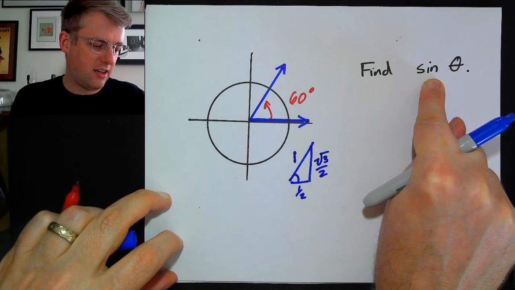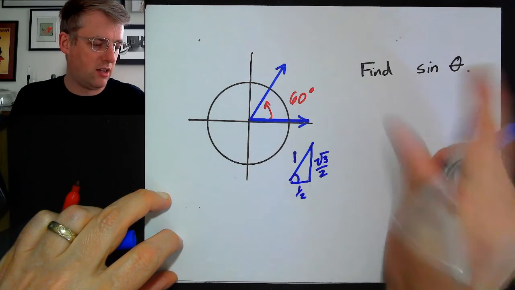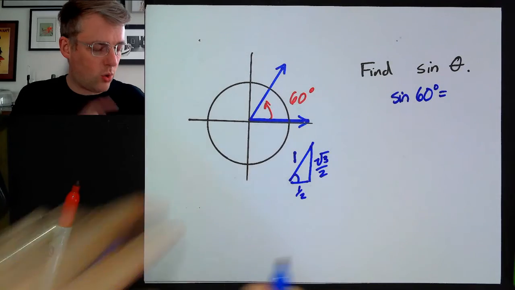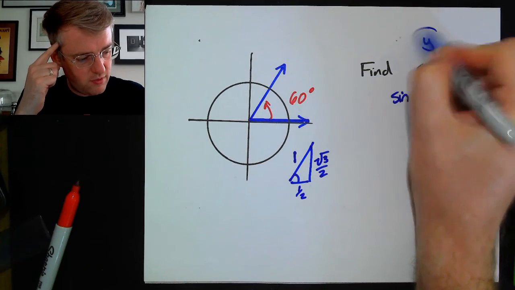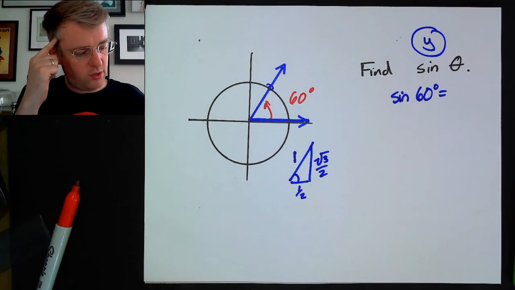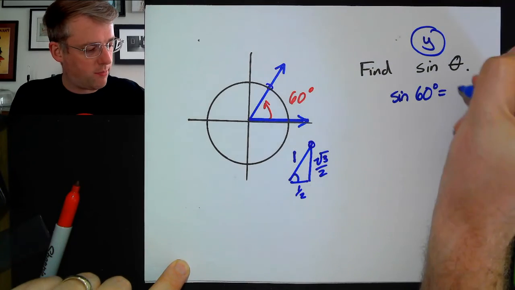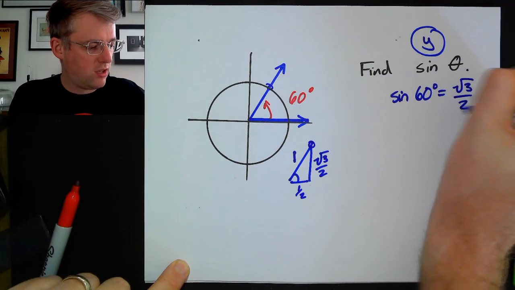The sine of this 60-degree angle is the y value of that point on the unit circle. The y value is the one that's going up. It's √3/2.